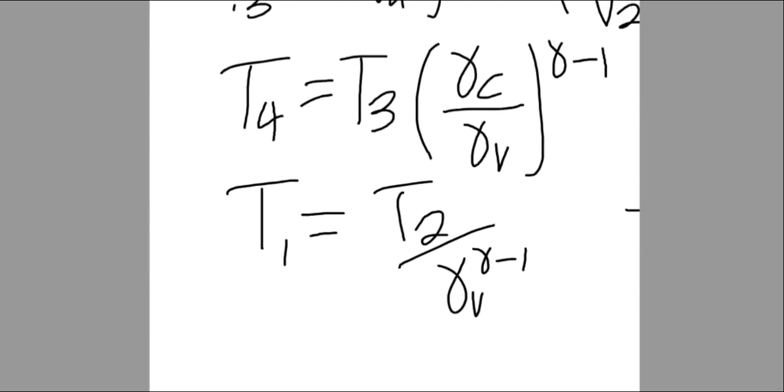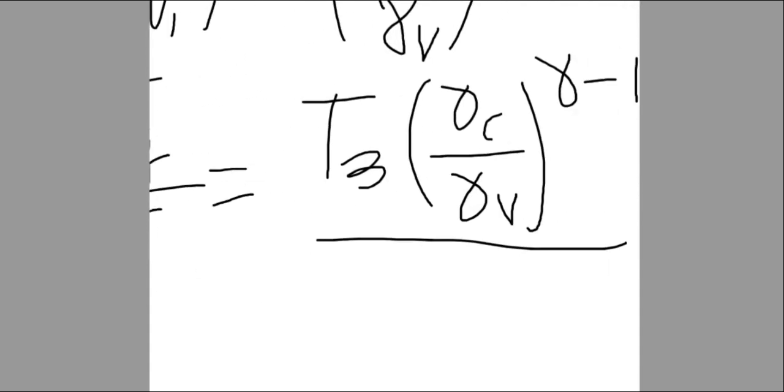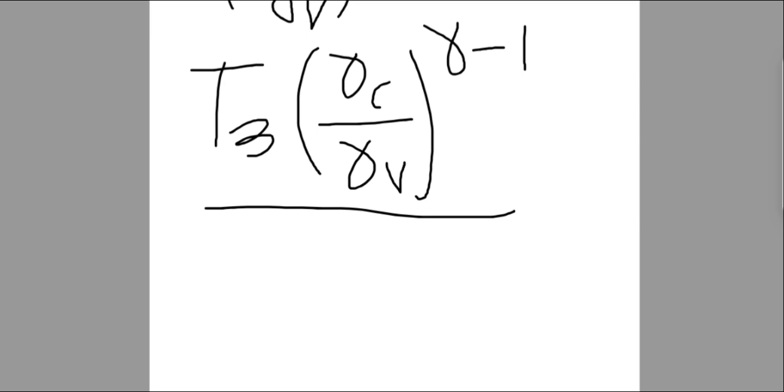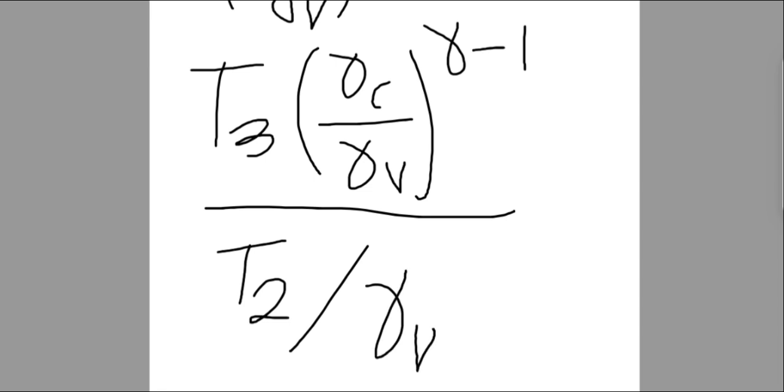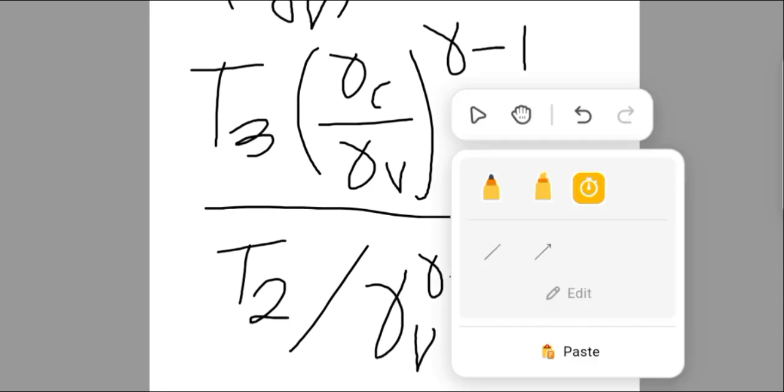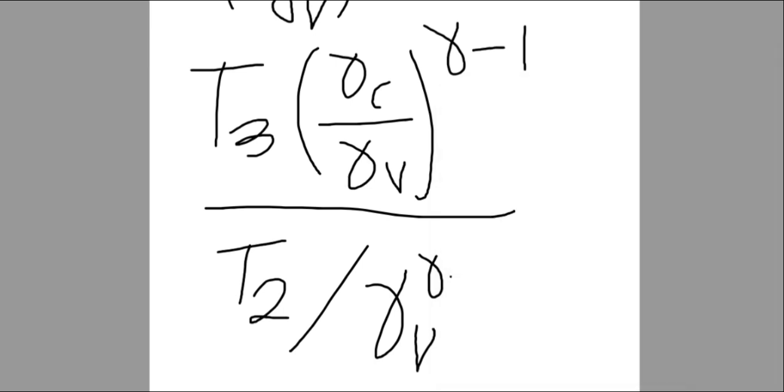What is our value for T1? This is T2 over the compression ratio raised to power gamma minus 1. That is, we have that as T2 divided by the compression ratio raised to power gamma minus 1.